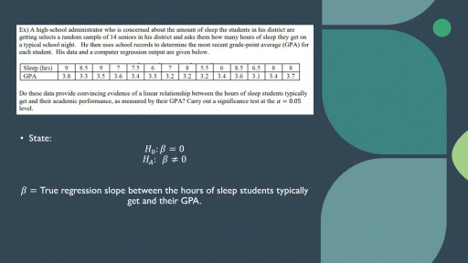Starting off with state, you state your null and alternative hypotheses, and you state what the beta represents. In this case, the beta represents the true regression slope between hours slept and GPA for the students. We said it was equal to 0. It's usually equal to 0 because we want to see if there's a linear relationship, and if it's not 0, then it is a linear relationship. The alternative hypothesis is that it's not equal to 0 because we don't care if it's positive or negative. We just want to know, is there a difference? It doesn't matter which is which. So there's our state.